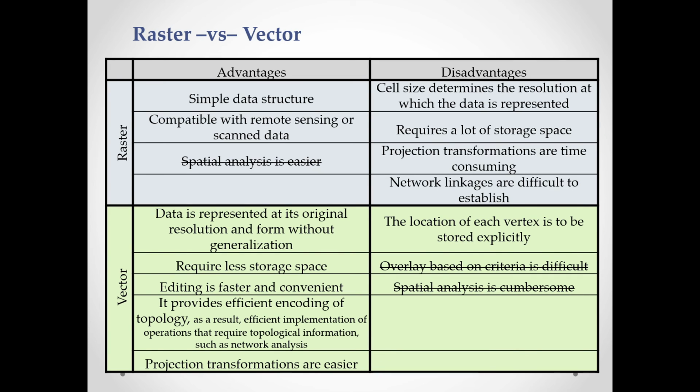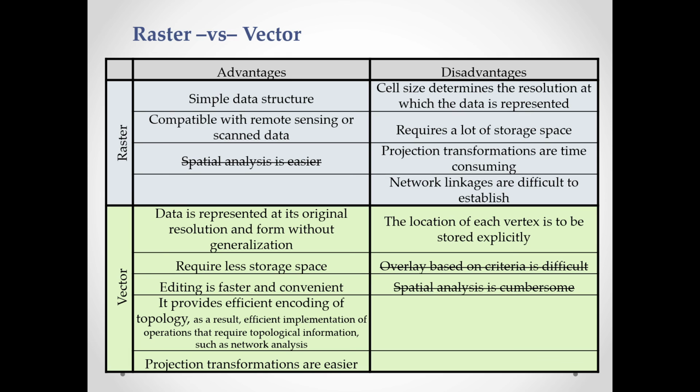So what are the advantages and disadvantages of raster and vector representations? Raster advantages: simple data structure, compatible with remote sensing and scanned data. The disadvantages are that cell size determines the resolution at which the data is represented, it requires a lot of storage space, projection transformations are time consuming, and network linkages are difficult to establish.